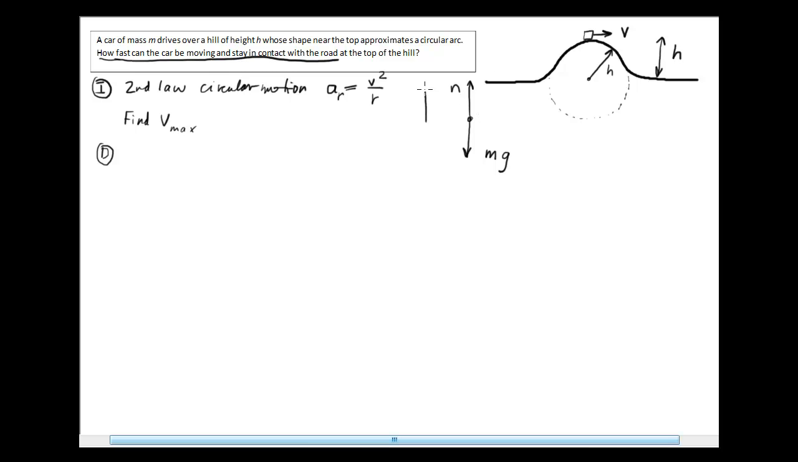I will choose a coordinate system where the y direction will be directed upward. And so we can go ahead based on that and write down Newton's second law. Now wait, you might be asking, aren't there other forces?